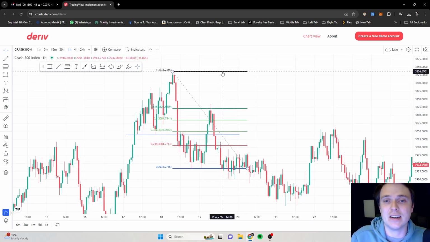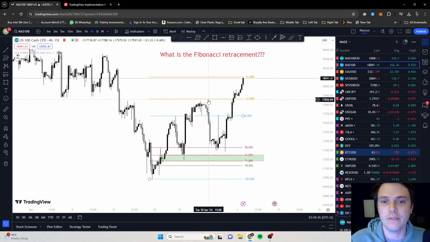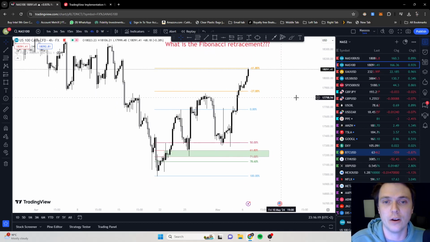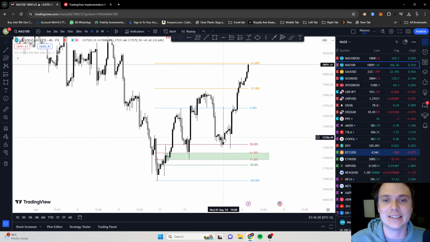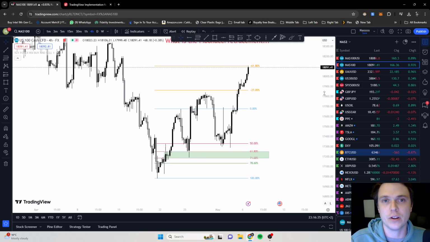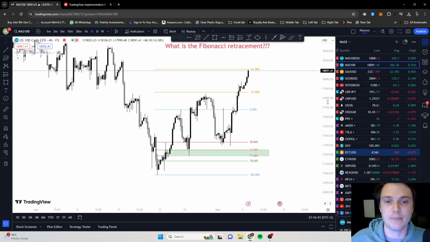It's just another tool to use to find the correct areas for your order blocks, for your entries, for your TPs even. For example, on Nasdaq, if you leave these two orange or yellow lines in, that's also a very high probability area for Nasdaq to go towards for making that next leg up to the upside, according to the mathematics of the Fibonacci and the model that they provide. So yeah, this is how I use the fib to take my trades.